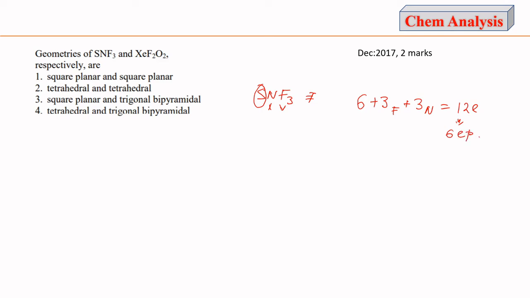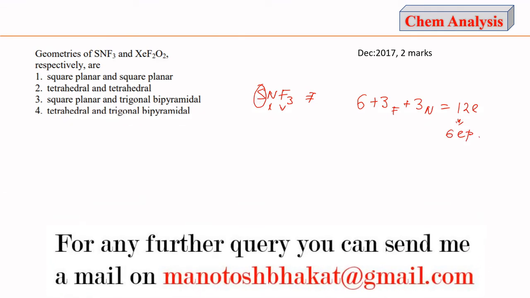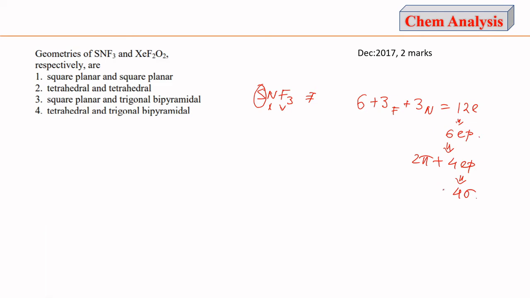And among the 6 electron pairs there will be 2 pi bonds between sulfur and nitrogen, since nitrogen will form 3 bonds providing 3 electrons, and among them 1 will be sigma bond and 2 will be pi bonds. So here is 2 pi bonds, and the remaining 4 electron pairs will contribute 4 sigma bonds. So the hybridization of central sulfur atom in SNF3 is sp3, and since hybridization is sp3, that means the geometry is tetrahedral. Since there is no lone pair and there are 4 sigma bonds for sp3 hybridization, so tetrahedral.